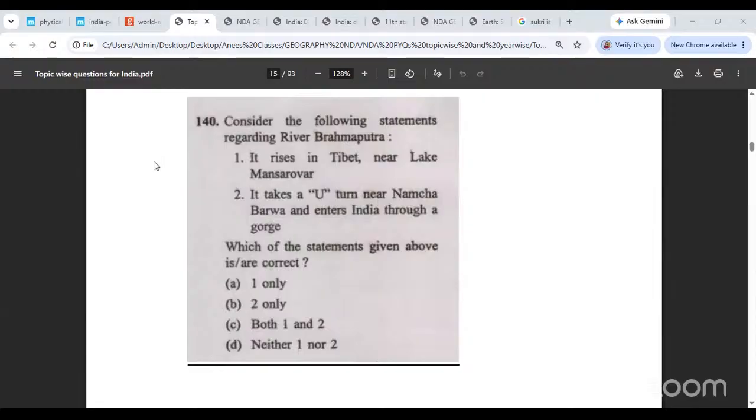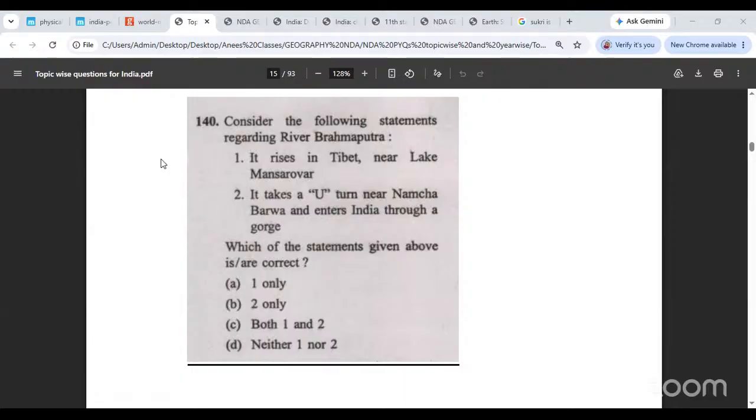Okay, consider the following statements regarding river Brahmaputra. It rises in Tibet near Lake Mansarovar. It takes a U-turn near Namcha Barwa and enters India through a gorge. Which of the following statements given above are correct? Second only.